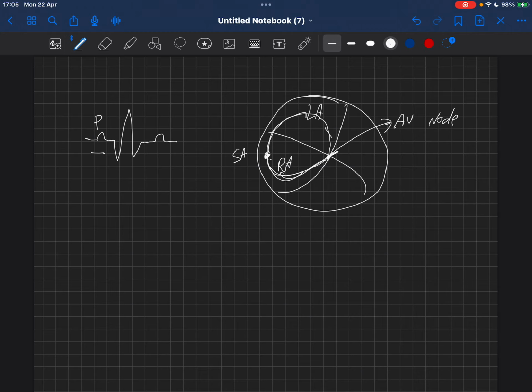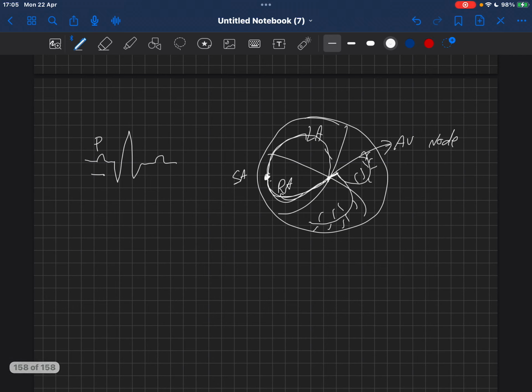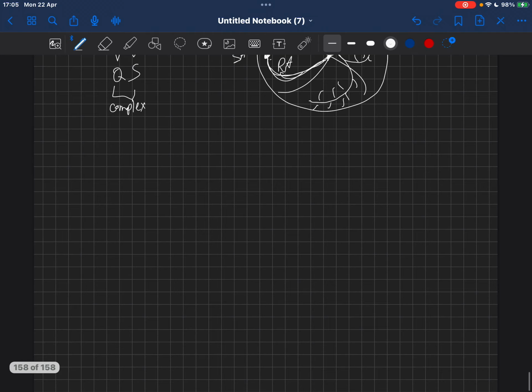After this, when the signal comes to the AV node, it goes through the bundle of His, then through the bundle branches, and then to the Purkinje fibers. The electrical signal in this part, from the AV node to the ventricles, is represented by the QRS complex. This is known as the complex of the ECG. After this, when the electrical signal in the heart relaxes and the heart repolarizes, we have the T wave.